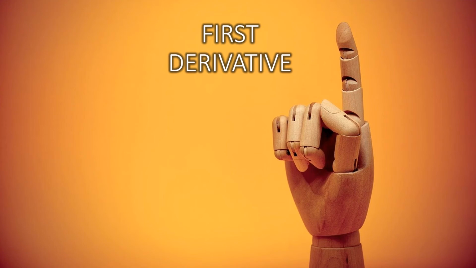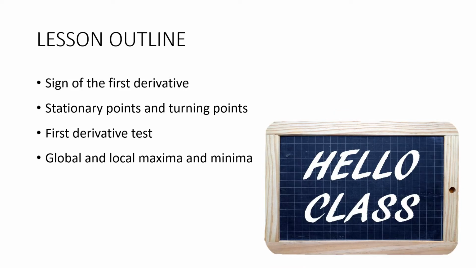Hi Year 12, this is the first in a series of videos for the topic Geometric Applications of the Derivative. In this video we're going to look at the first derivative. So we're going to cover the sign of the first derivative, stationary points and turning points, the first derivative test, and global and local maxima and minima.